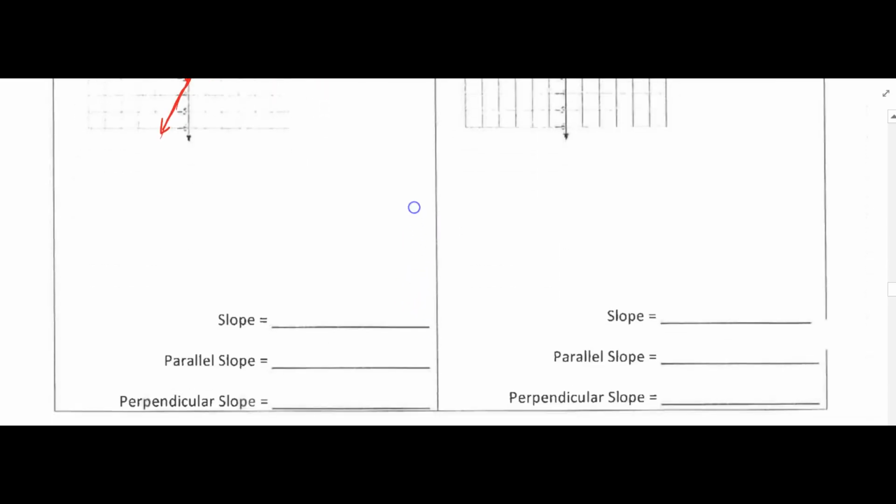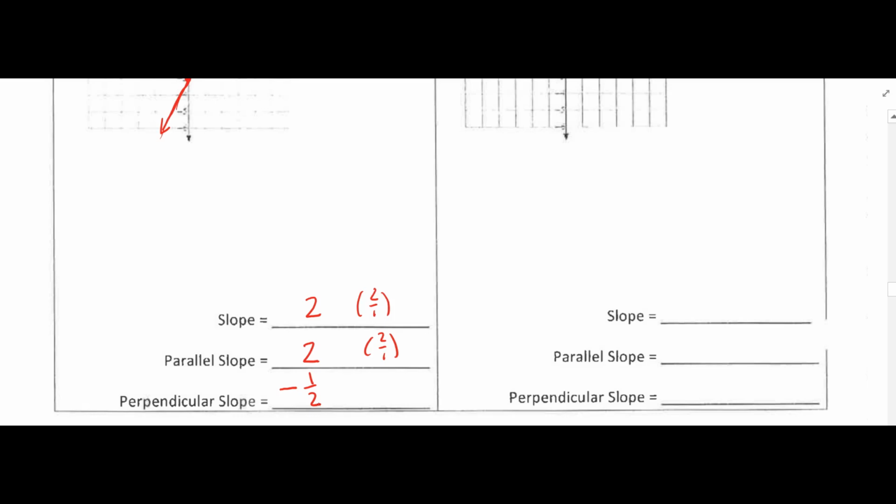So my slope is 2, or 2 over 1. My parallel slope also has to be 2, and then my perpendicular slope has to be the opposite, and the reciprocal of 2. Remember, this is really 2 over 1. So then the reciprocal would be 1 over 2.